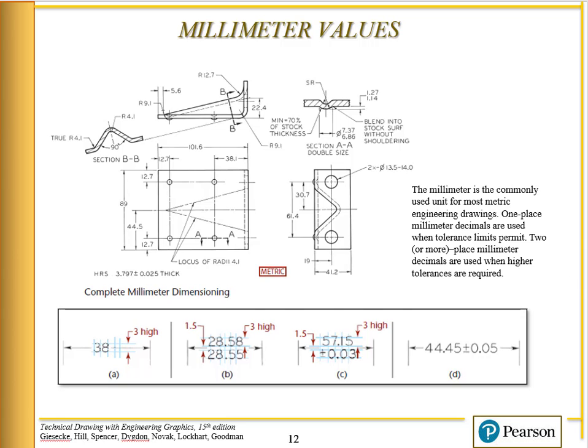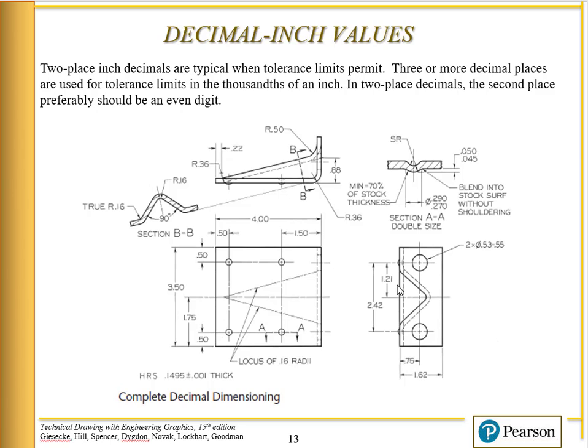And now if we're going to be using inch dimensions, 2 place decimals are typical when tolerance permits. 3 or more places are used for tolerance limits in the thousandth of an inch. In 2 place decimals, the second place preferably should be an even digit. I'm not going to hold you to that one, but this is how inch dimensions look on the drawing.